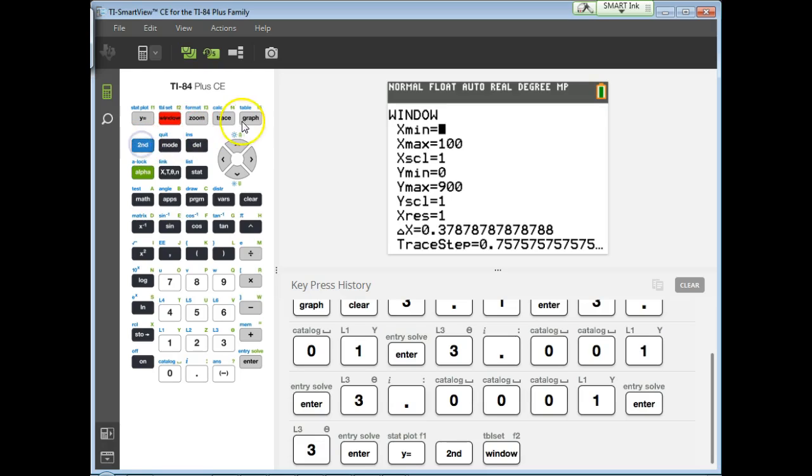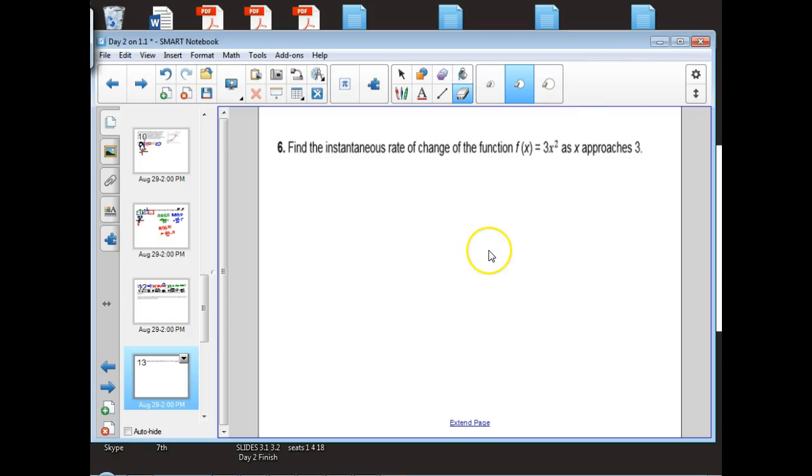Go to your table, and then I want you to type in the following x values. Please type in 3.01, 3.001, and 3.0001.